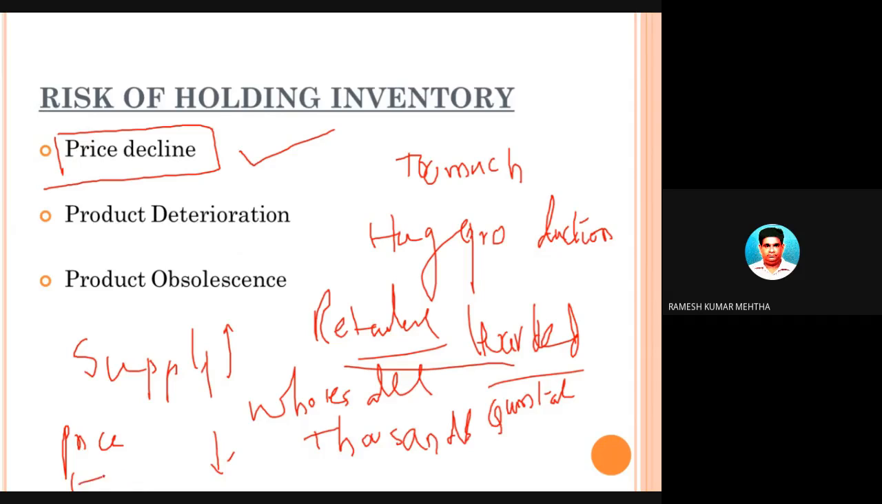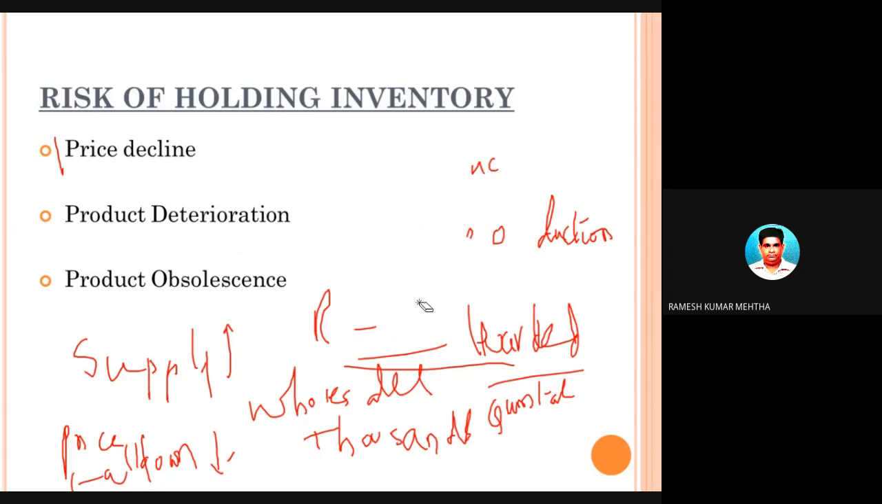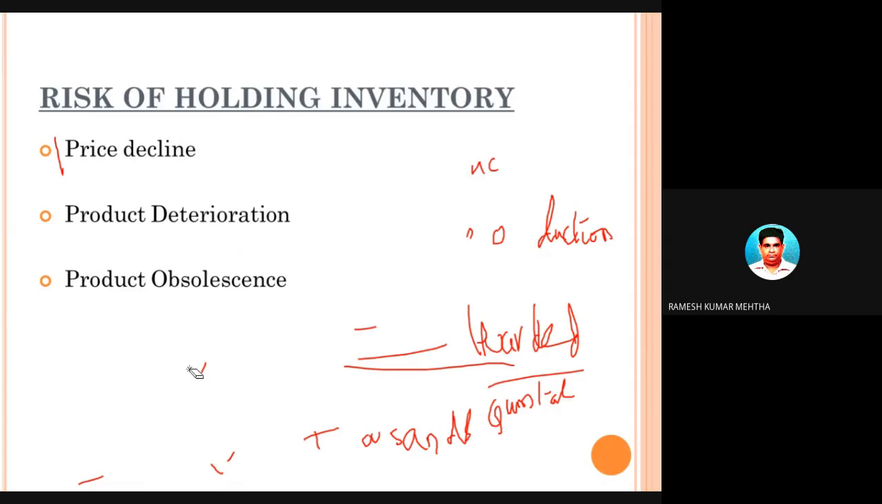So the raw material cost has fallen down, and the cost of the finished product which they have stored has fallen down, and this can have a huge impact on the profitability of the company. So please remember that there is an element of risk in holding inventory, and the element of risk is price decline. If there is a price decline in the raw material cost or in the finished product, it can have an adverse impact on the business fortunes and the profitability of the company.